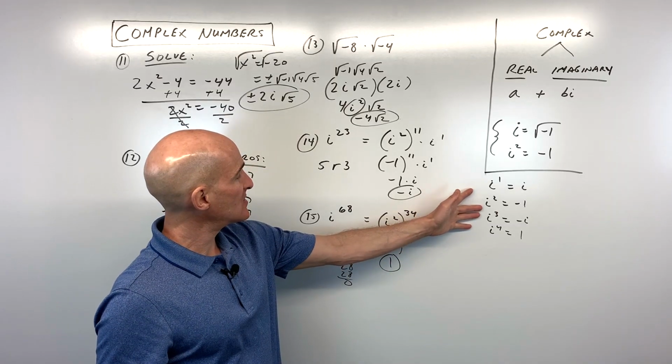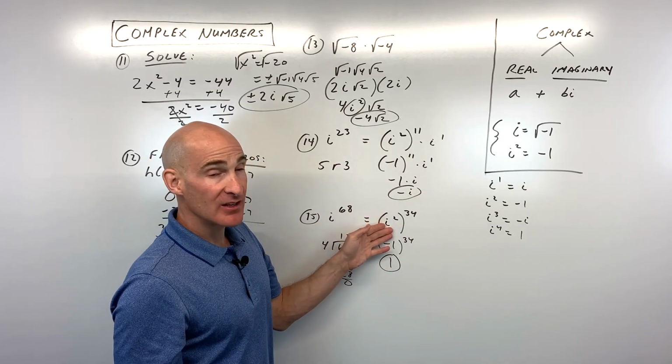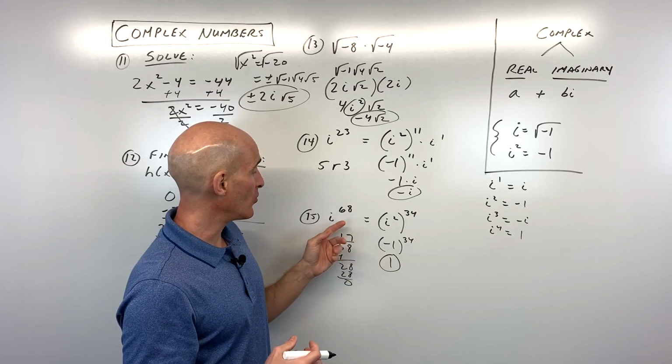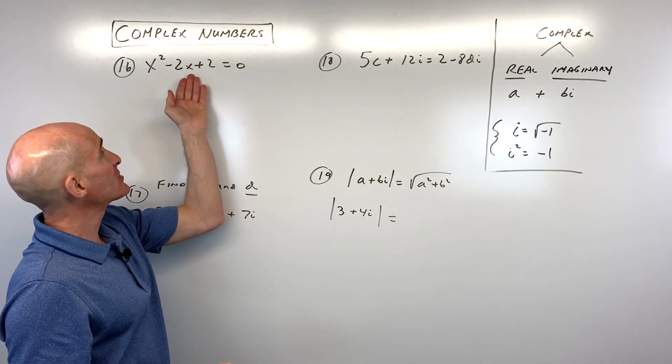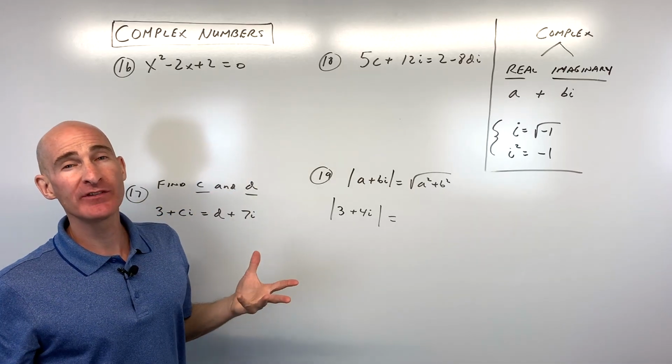So if you want to memorize this, go ahead, or just think about i squared. How many times does i squared go into this? And that's another way to do it. Okay, number 16, we've got x squared minus 2x plus 2 equals 0. How do we solve this equation?